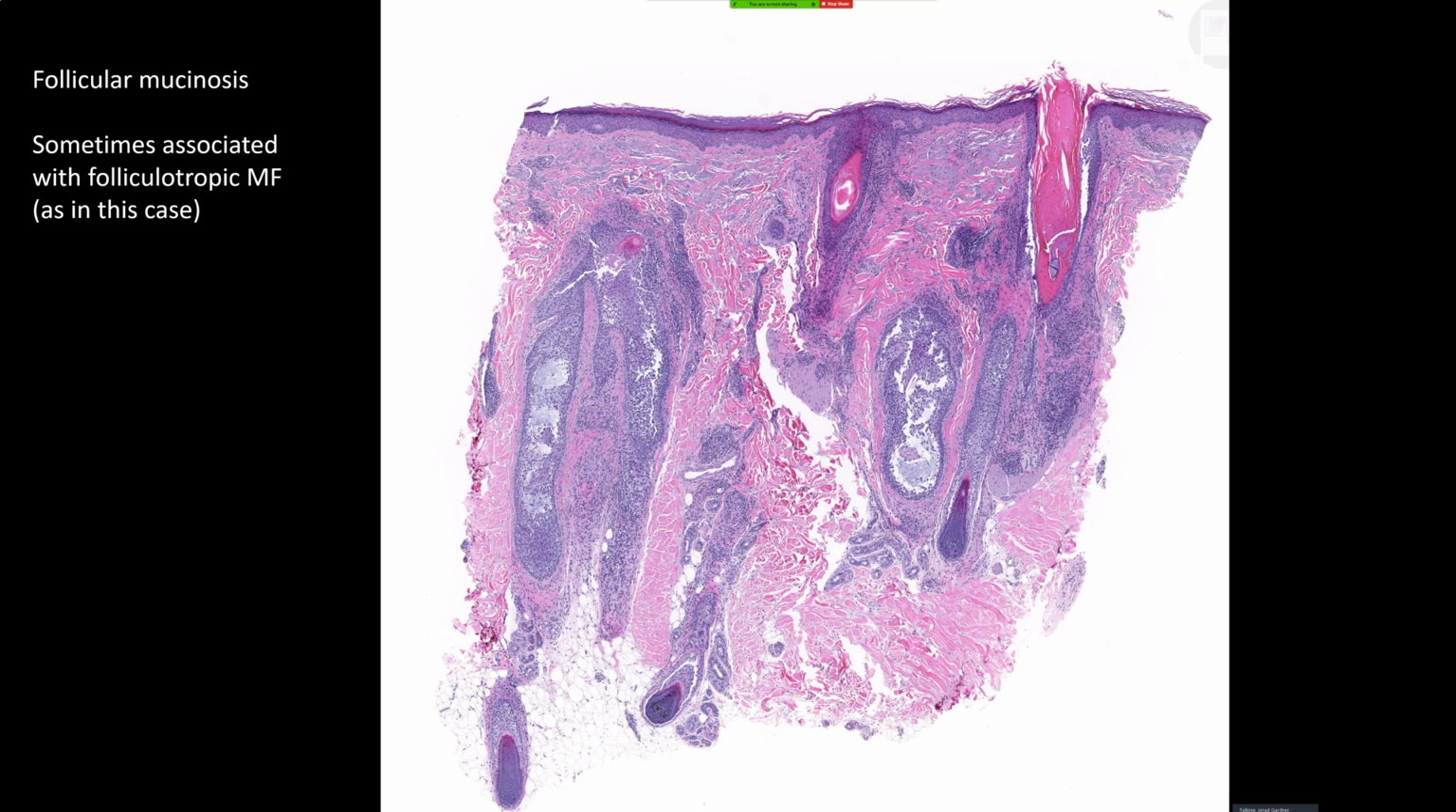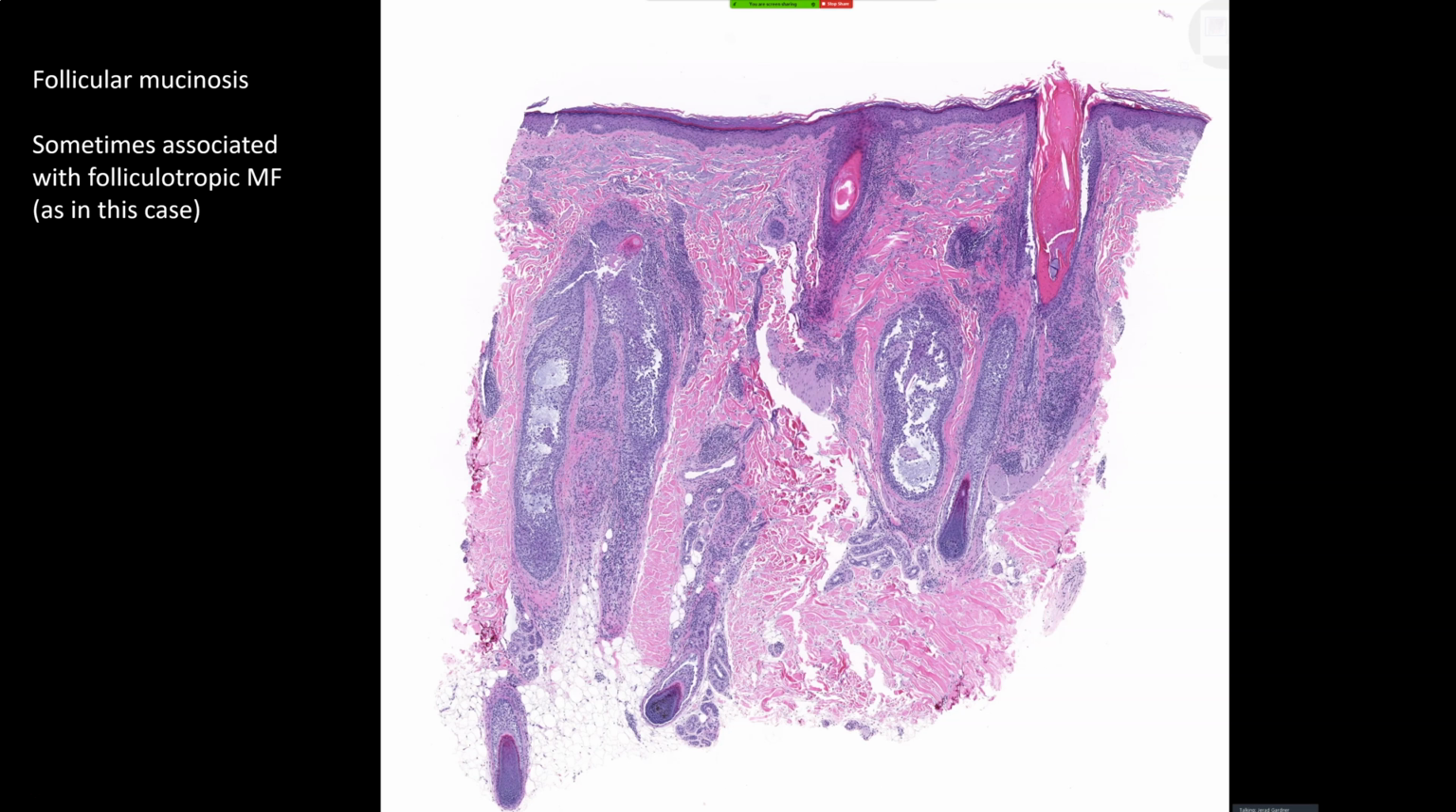I think there's a little controversy. Not everyone agrees with that. Some people believe that all follicular mucinosis is MF, but I personally think that there are some cases that don't seem to ever progress to MF or behave like MF. So it seems to me like some cases are actually just mucinosis.